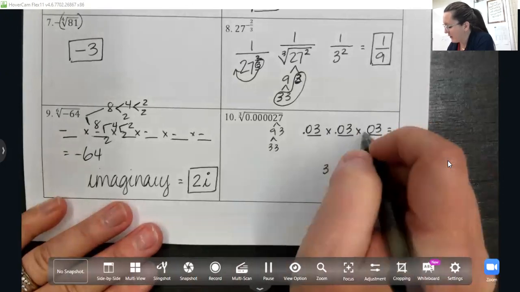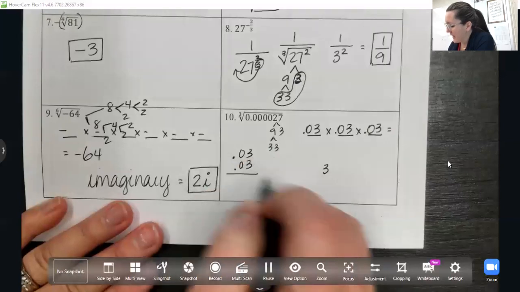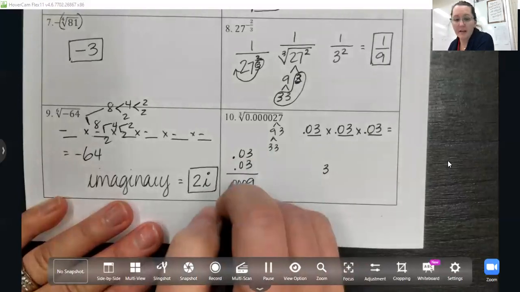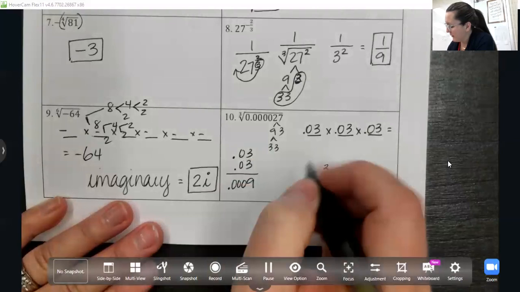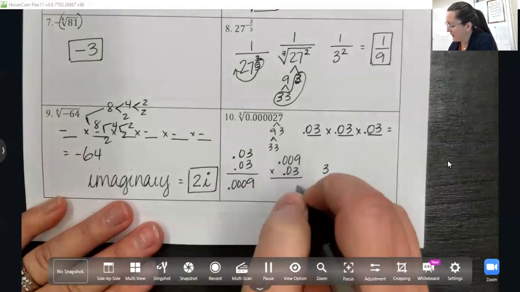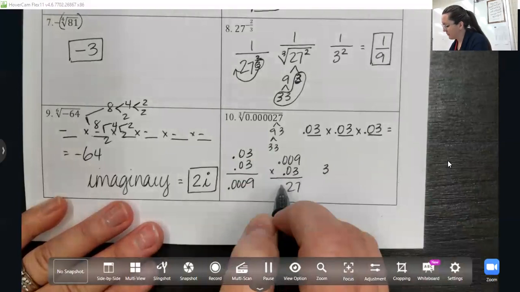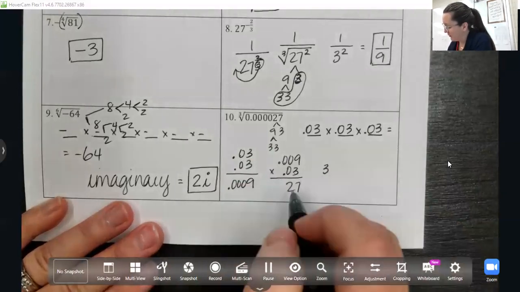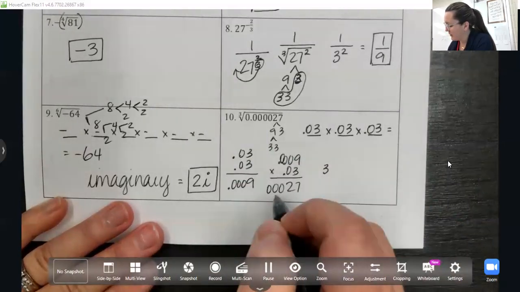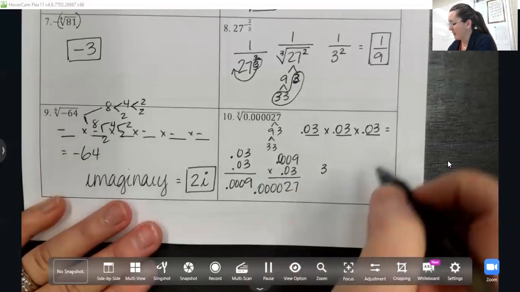So let's test our theory here. 0.03 times 0.03. 3 times 3 is 9. And I have 1, 2, 3, 4 numbers behind the decimal. And now I have that 0.009 times another 0.03. And so that's 27. And I have 1, 2, 3, 4, 5 behind the decimal. Is that right? 1, 2. Oh, I missed a 0, didn't I? I was like, wait a minute. 1, 2, 3, 4, 5, 6. There we go. All right, so that matches. So our answer is 0.03.